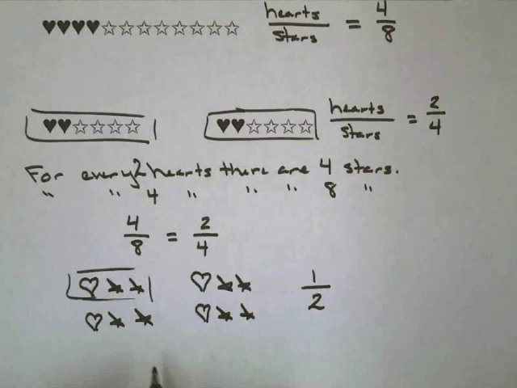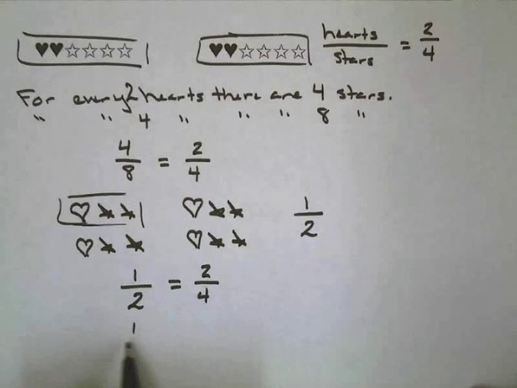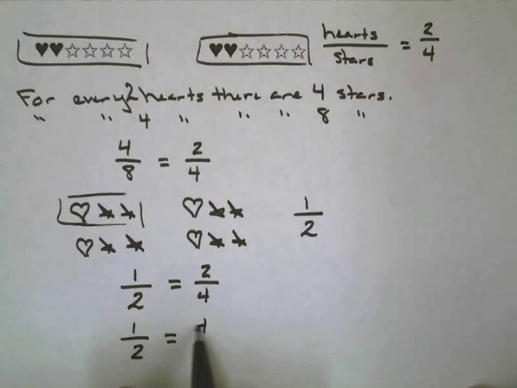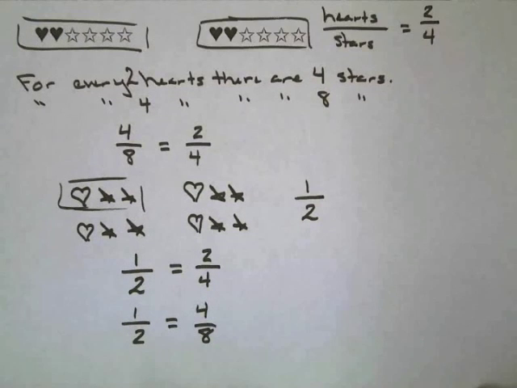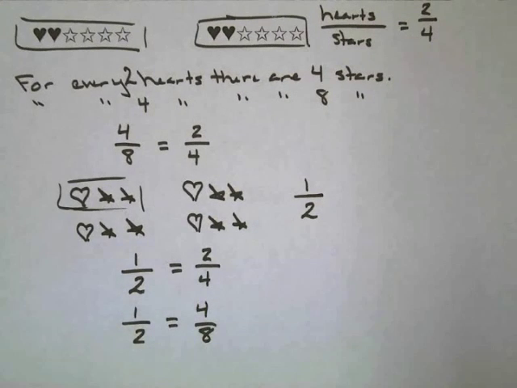So I could also write a proportion that says for every 1 heart to 2 stars, I have 2 to 4. Or as 1 is to 2, as 4 is to 8. And that's how we would say a proportion. We would read it as 1 is to 2 as 4 is to 8. And so that's how you would set up a proportion for this particular model.